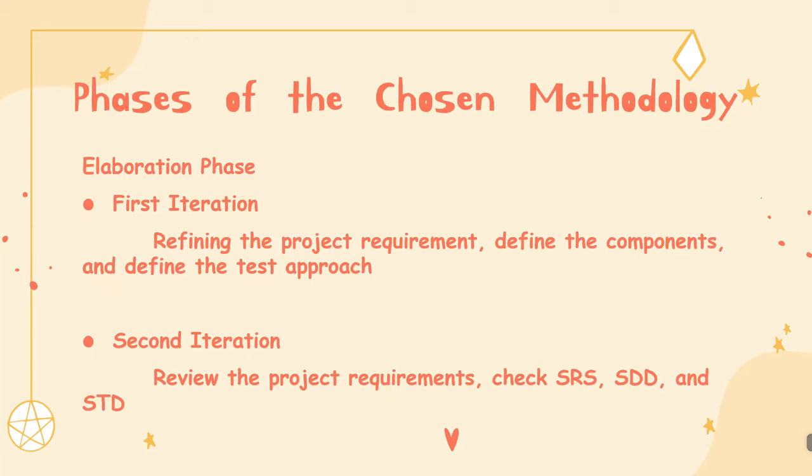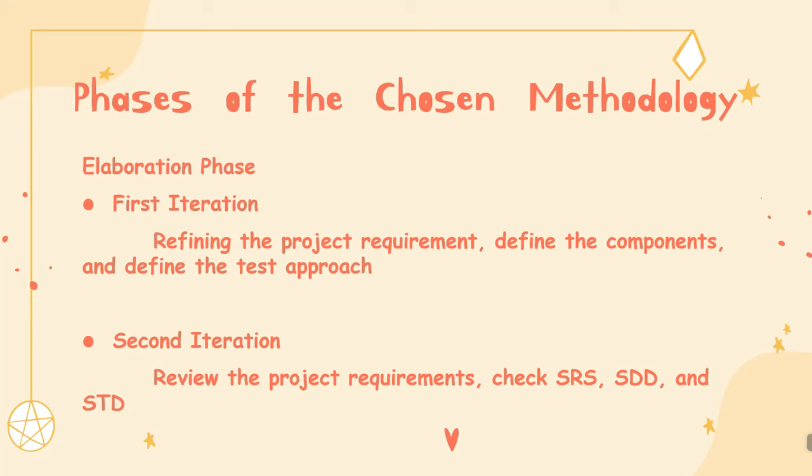For the elaboration phase, it also consists of 2 iterations. For the first iteration, tasks included refining the project requirement and refining the components such as the class diagram, sequence diagram, and the activity diagram. The last task is to define the task approved. Hence, in this iteration, the SRS, SDD, and the STD document will be completed.